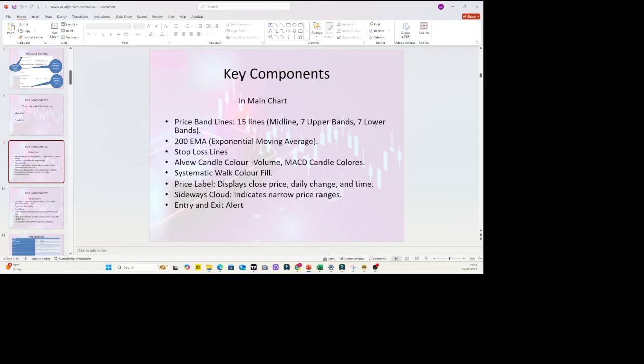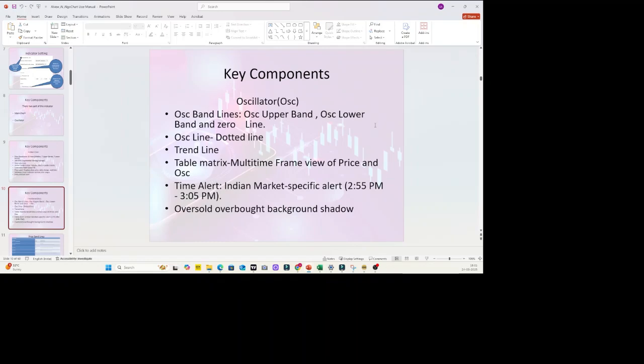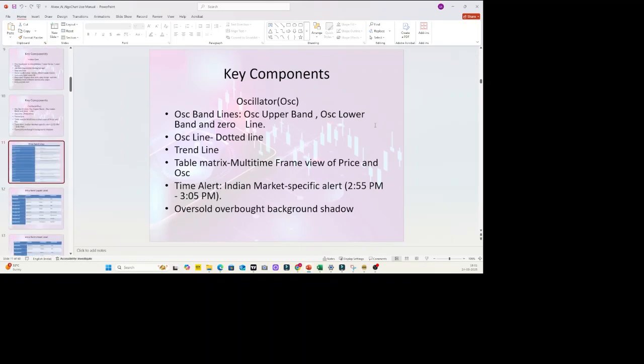We will look into all these things one by one, and also the pictorial view of the chart. In the last, obviously, we will also see the real chart. These are the components of the oscillator, which we will discuss in the next video.